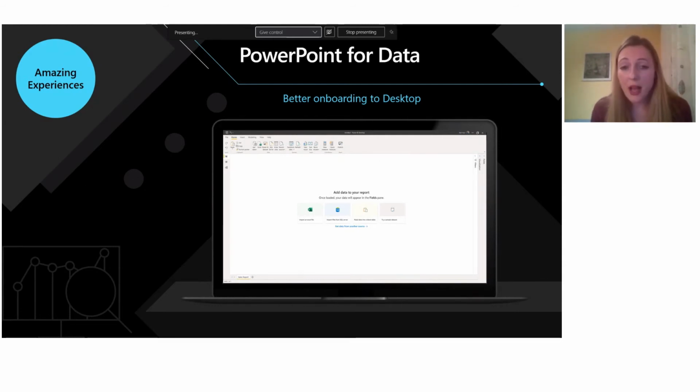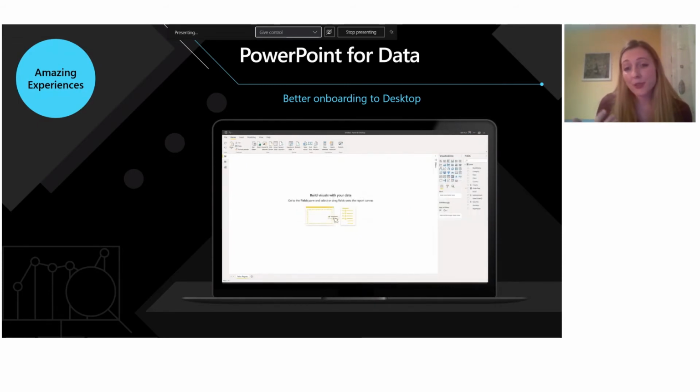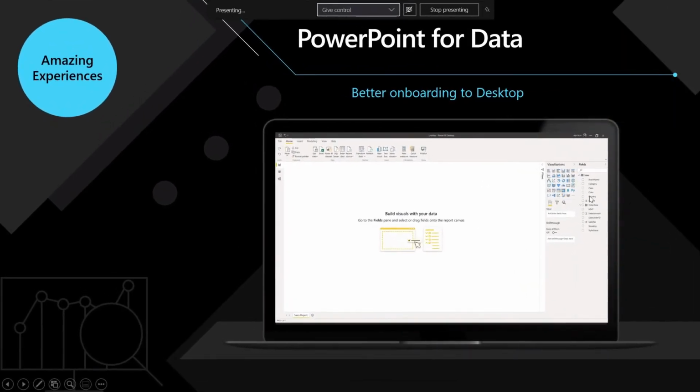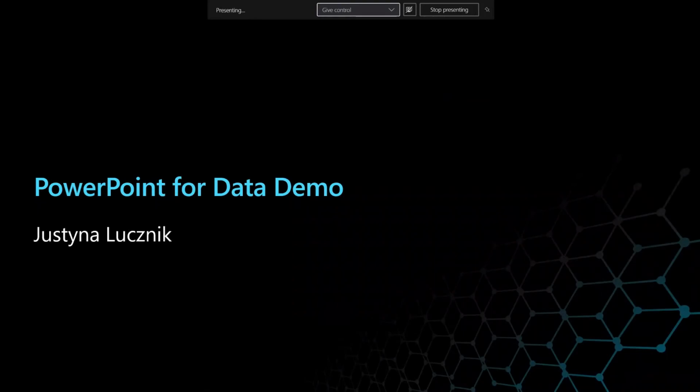So you'll open up Power BI and you can, for example, see, hey, you can automatically add data to your report. Or once you've added some data to your report, this is the next step for you to be able to go and build your first visual by, for example, dragging one of these fields from the field well into the canvas. But there's a lot more coming from this PowerPoint for data portion.